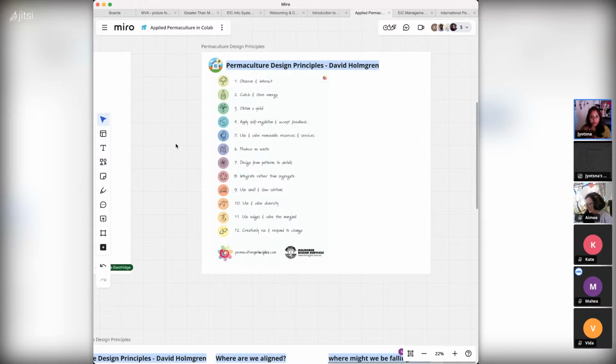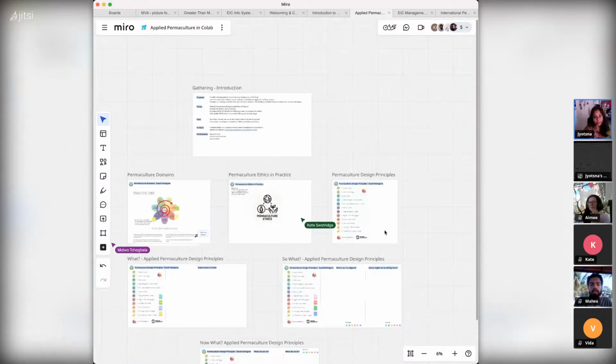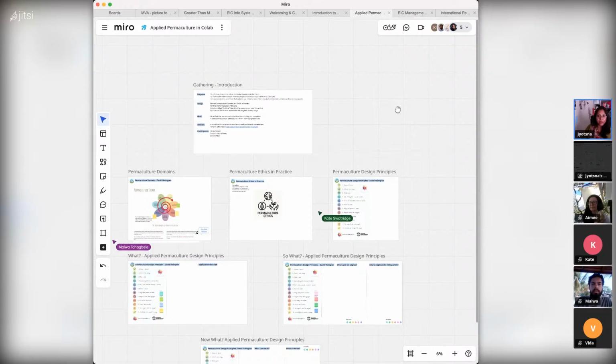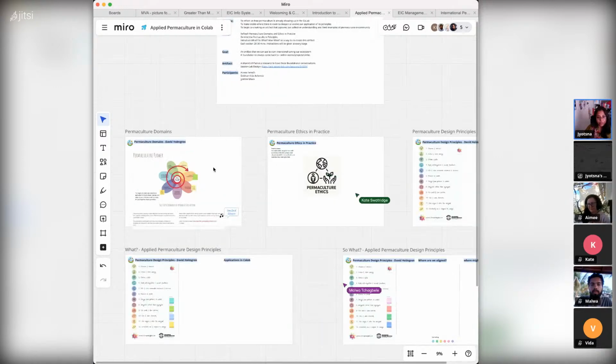Use and value renewable resources and services, produce no waste, design from patterns to details, integrate rather than segregate, use small and slow solutions, use and value diversity, use edges and value the marginal, creatively use and respond to change. Honestly, these images I have taken from another offering that we as a team were offering in another project, the introduction to permaculture, and these images and this presentation are by David Holmgren.